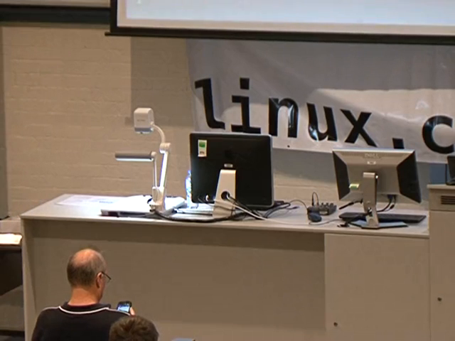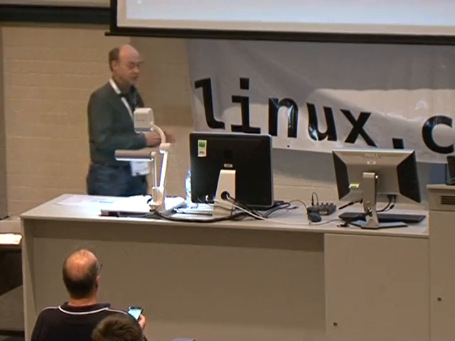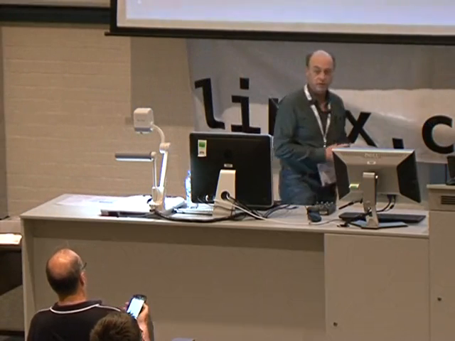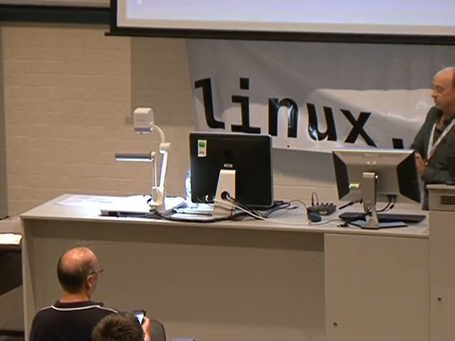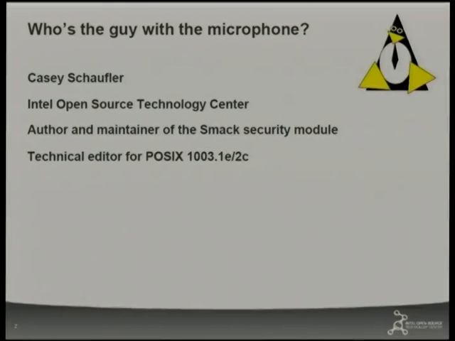I'm GC Schaffler. I'm currently employed with the Intel Open Source Technology Center. I'm the Linux kernel maintainer and original author of the SMACK Linux security module. I was the technical editor for the POSIX P1003.1e/2c working group.